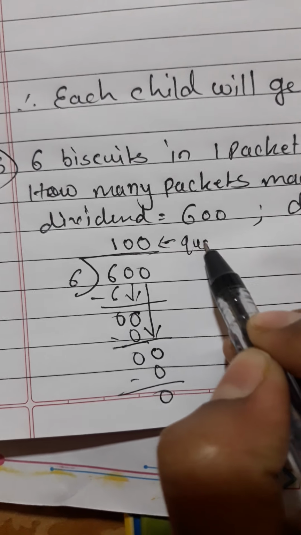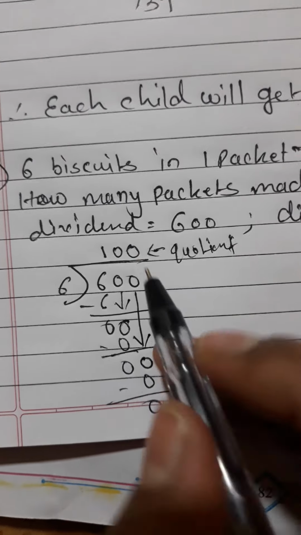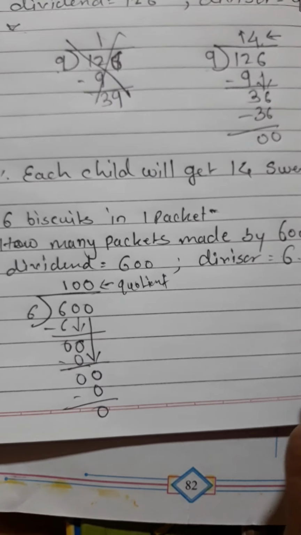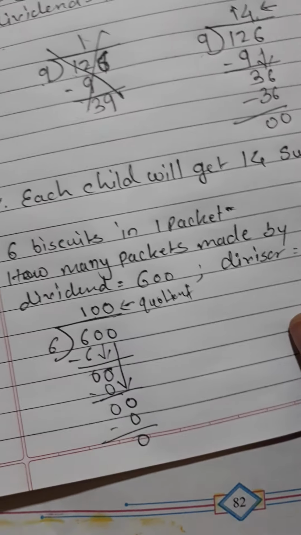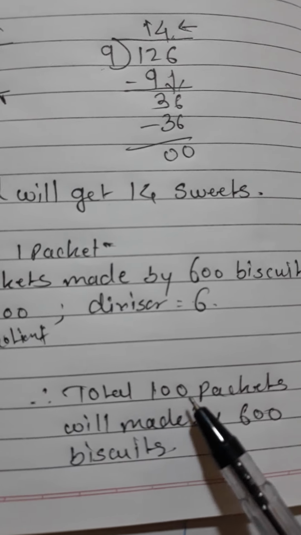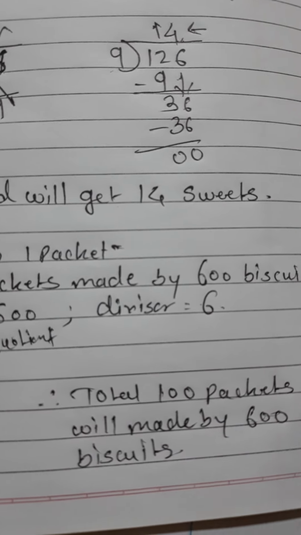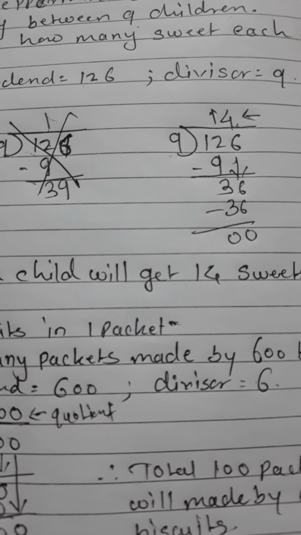100 is the quotient. So how many packets are made by 600 biscuits? Total 100 packets were made. Therefore, total 100 packets will be made by 600 biscuits. Understood, students? Your division chapter is over here.